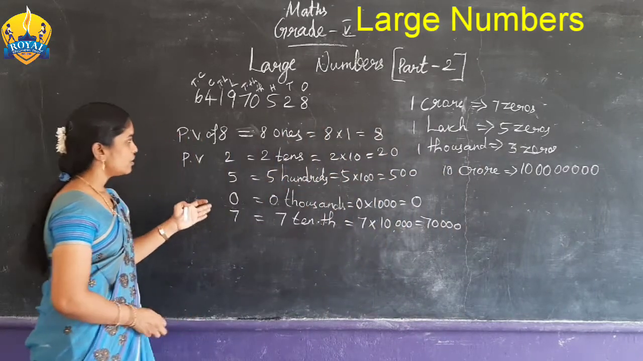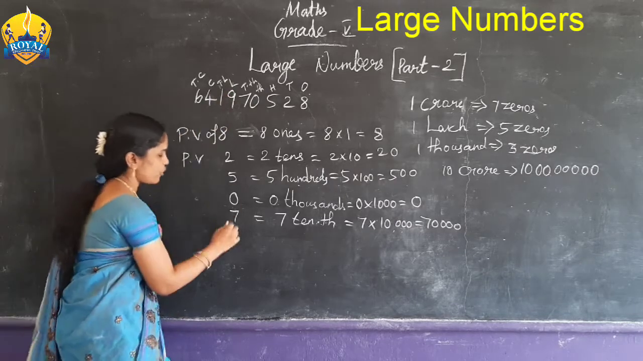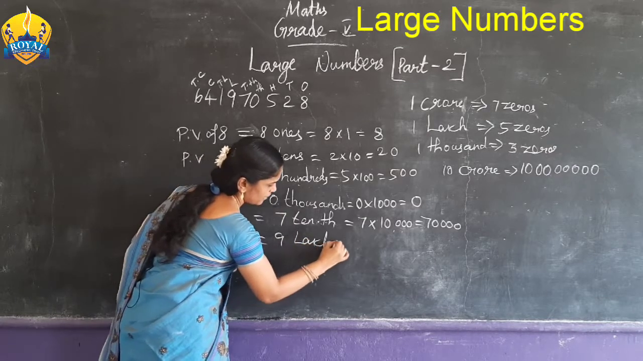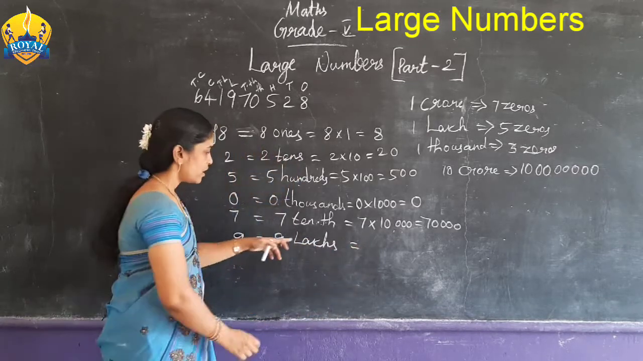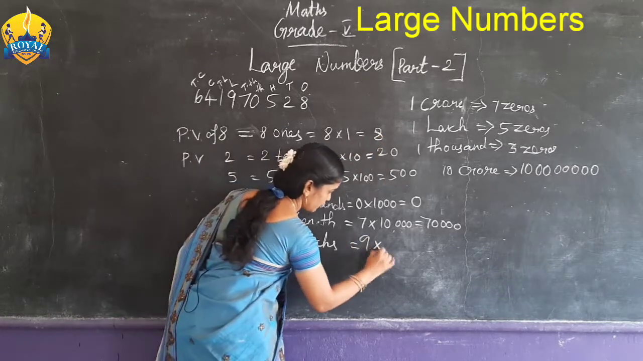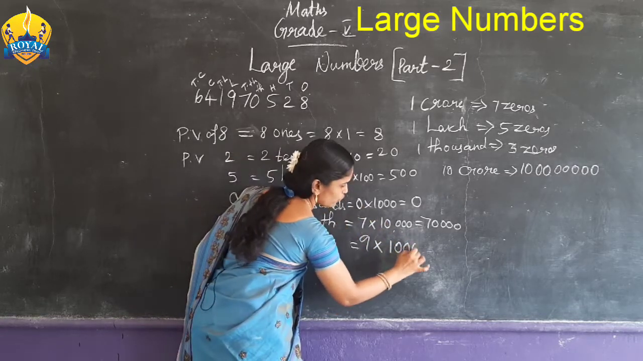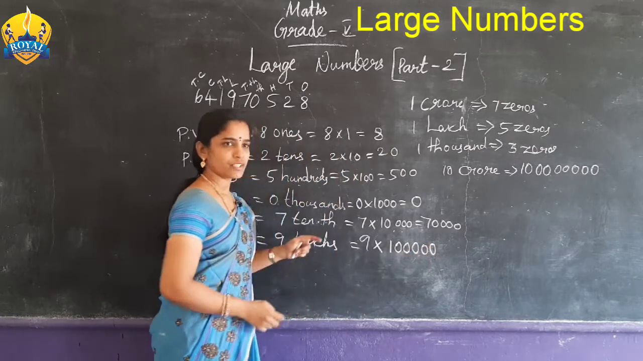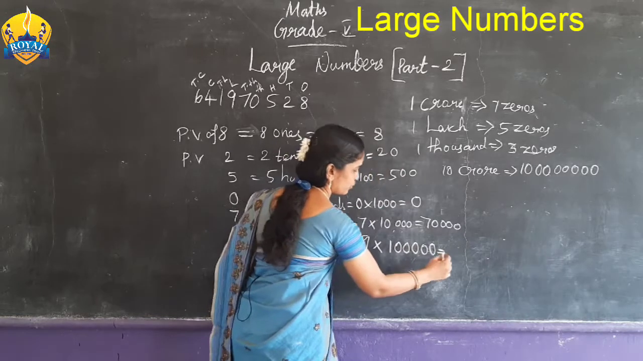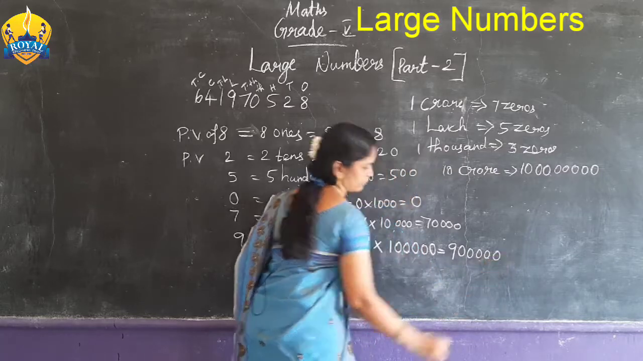Look here, the next number is 9. The place value of 9 is 9 lakh. Listen, 1 lakh has 5 zeros. So 9 into 1 lakh, that is 9, and we add 5 zeros: 2, 4 and 5. So 9 into 1 lakh is 9 lakh.